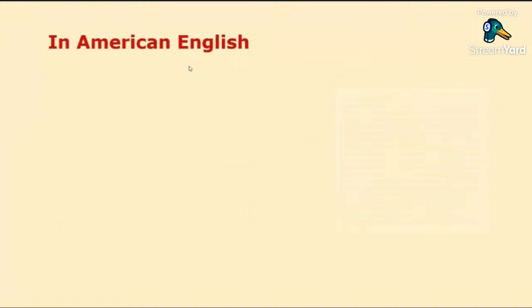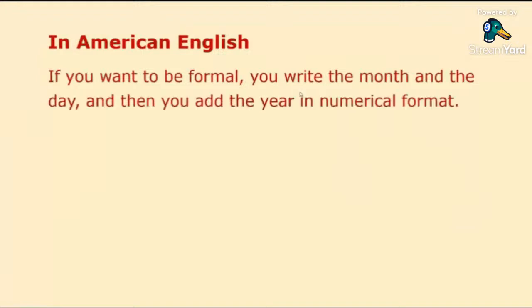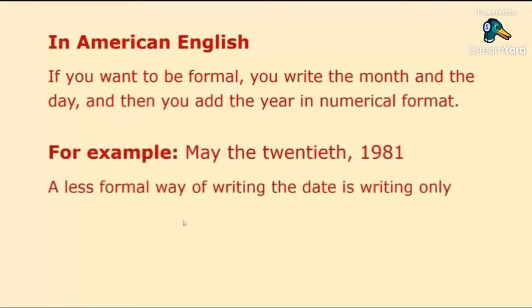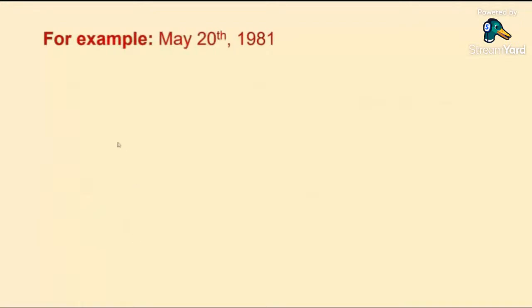In American English, if you want to be formal, you write the month and the day, and then you add a year in numerical format. For example, May the 20th, 1981. A less formal way of writing the date is writing only the month and then adding the day and the year in numerical format. For example, May 20th, 1981.